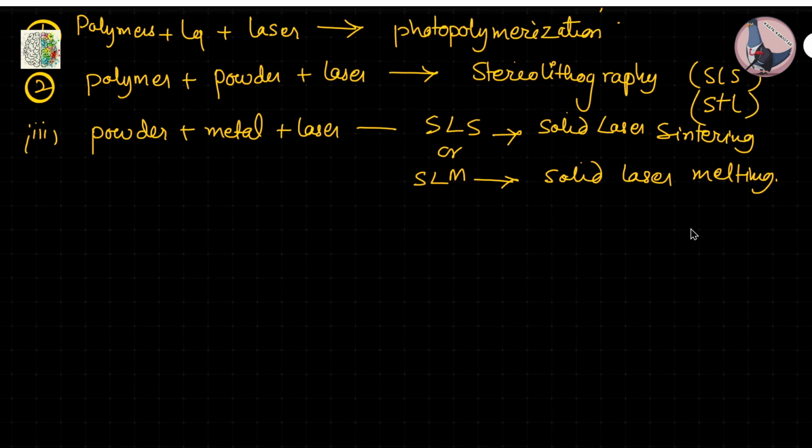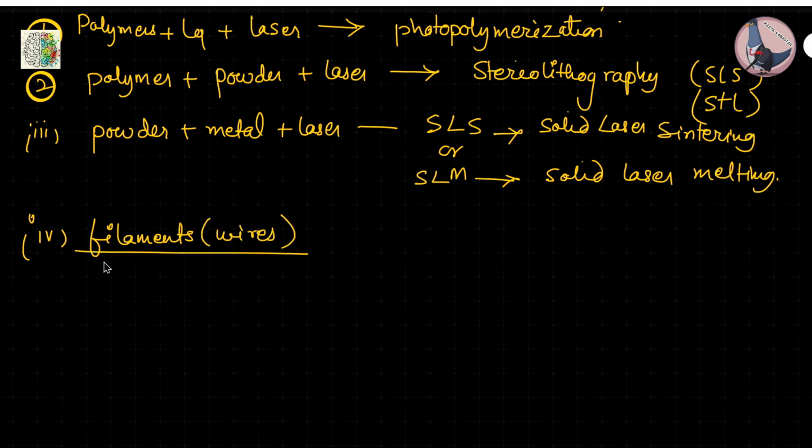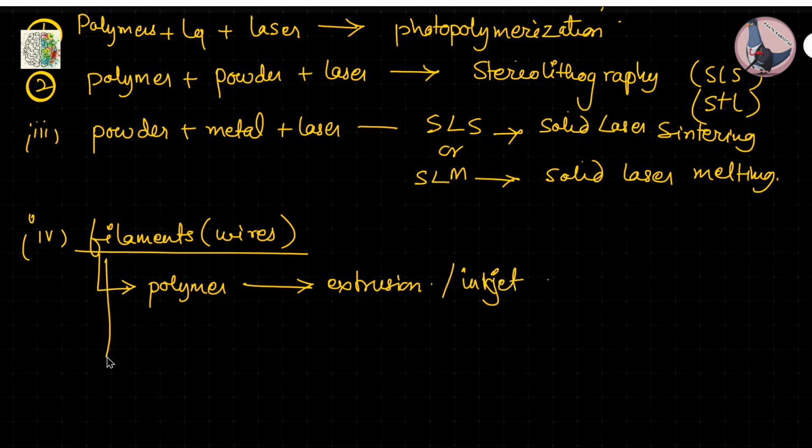Then suppose this was powder, okay. Suppose in case you use filaments, or these are also called wires, okay. Suppose this filament is of your polymer, then the basic method is extrusion, or these are also called inkjet printing. Suppose these are of your metal, then this is also the mechanism of extrusion, but this is after forming droplets.